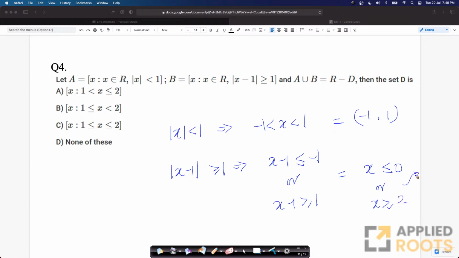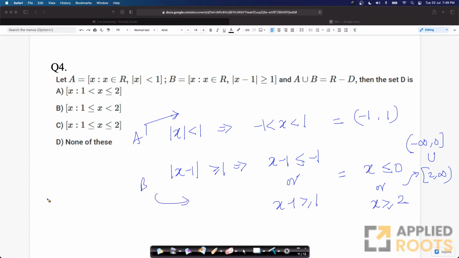So what is this set now? Let's write it in set notation: -infinity to 0. That's what this means, right? x less than or equal to 0 means -infinity to 0, union 2 to plus infinity. Sorry, I can't use a bracket at infinity because infinity is not a real number, right? This is what you have. This is your A, this is your B.